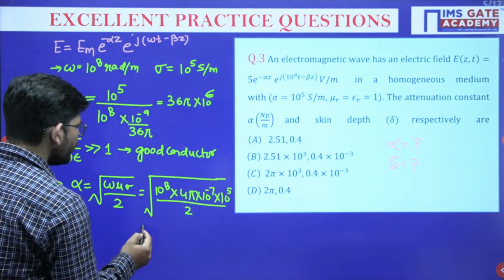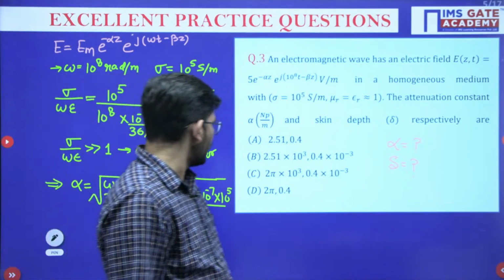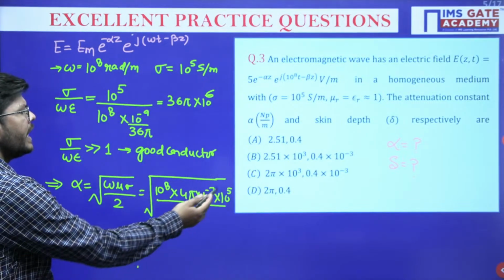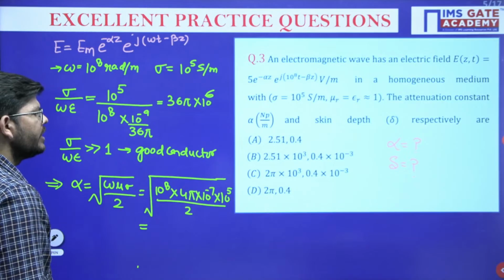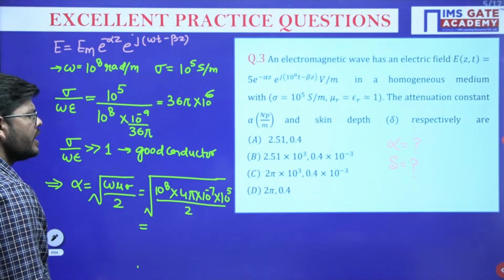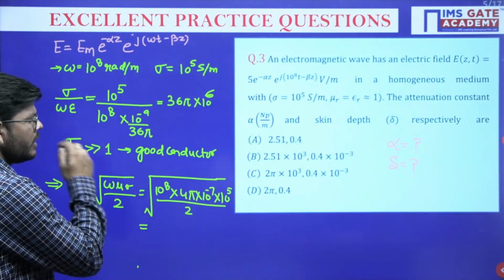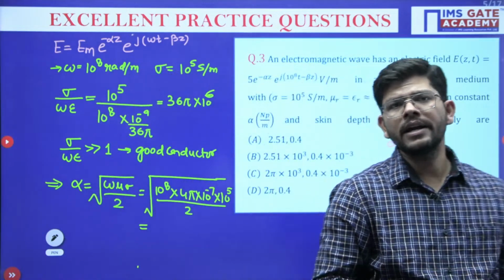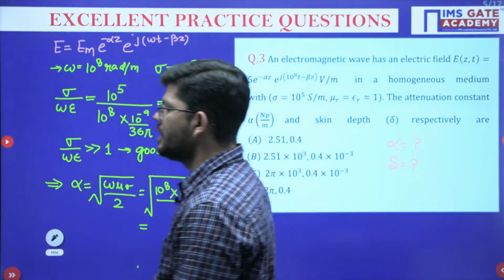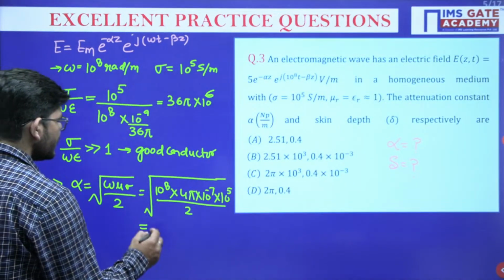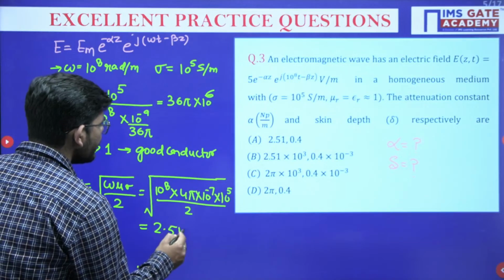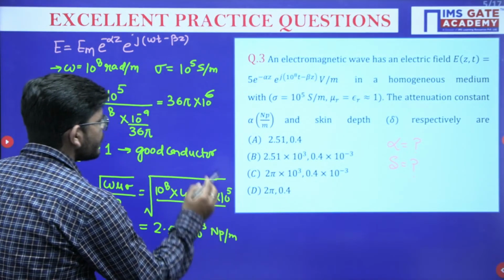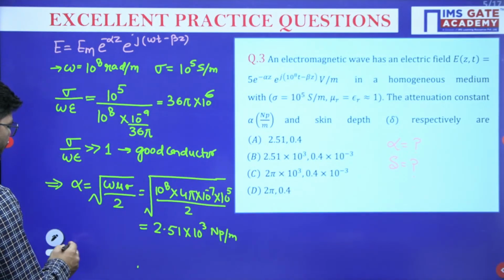So what you need to do is to solve this equation. After solving this equation, how much are we going to get? 10 to the power 8 and 5 will be 13, minus 7 will be 10 to the power 6. And from here we will have under root 2 pi into 10 to the power 6. So that will give us the answer I am having, 2.51 into 10 to the power 3 Nepers per meter. So that will be the alpha value.